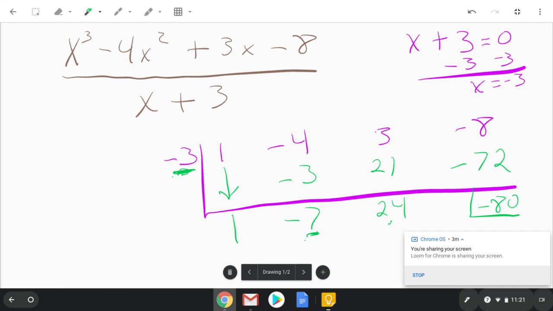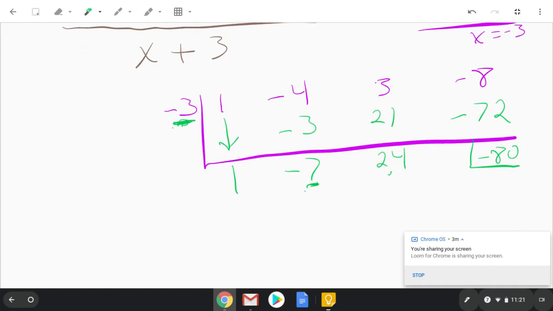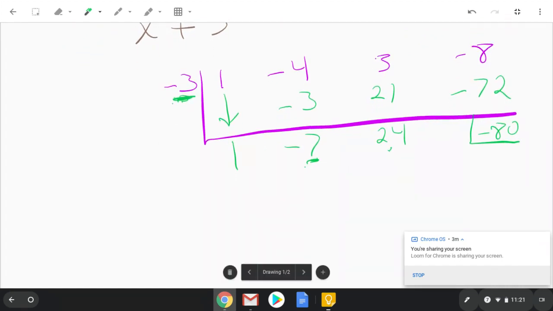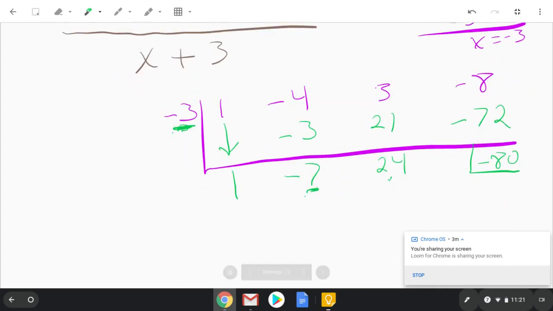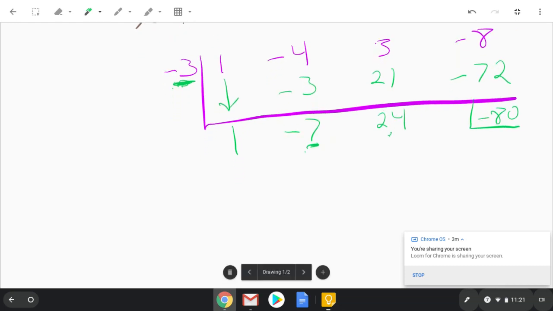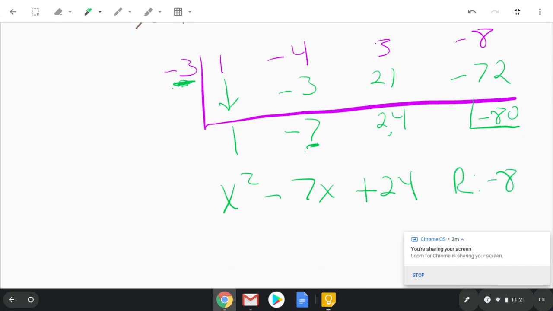All right, so this does not look like an answer yet. To make it an answer, you take these numbers, and these are going to be the coefficients of your answer. Keep in mind, we did something to the third power divided by a linear, so this answer has to be quadratic. This has to be something to the second power. So our answer is going to be 1x squared minus 7x plus 24, and then remainder -80. Nope, -80. Ha, there you go.